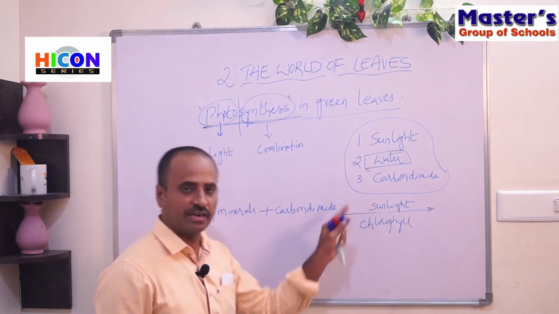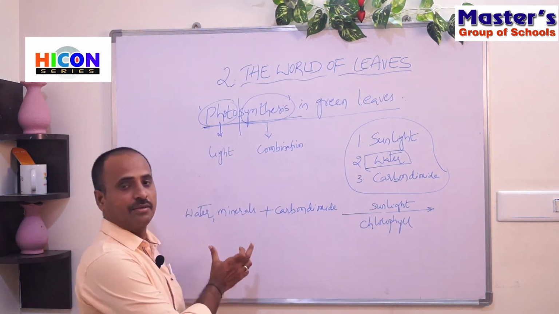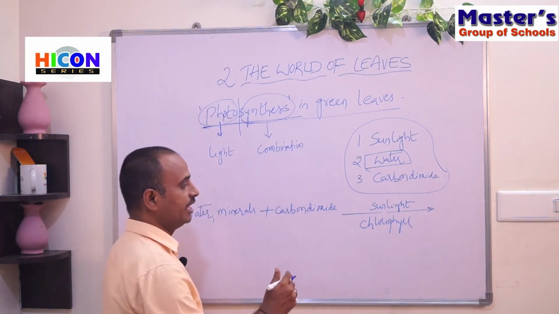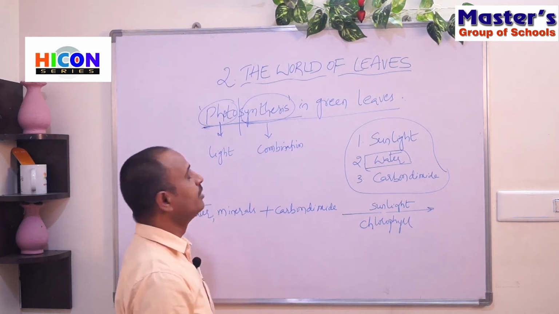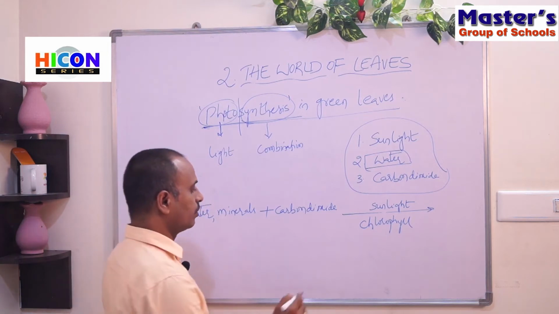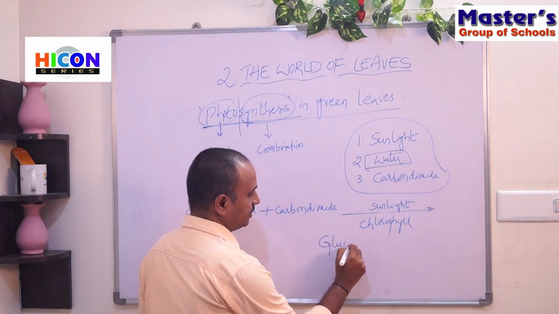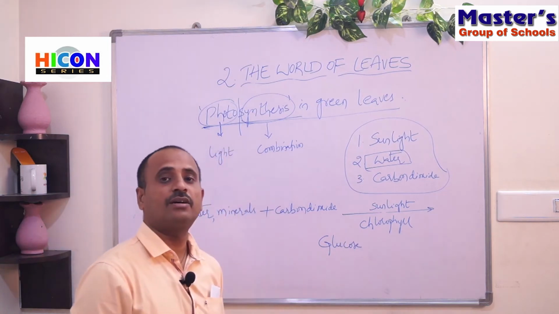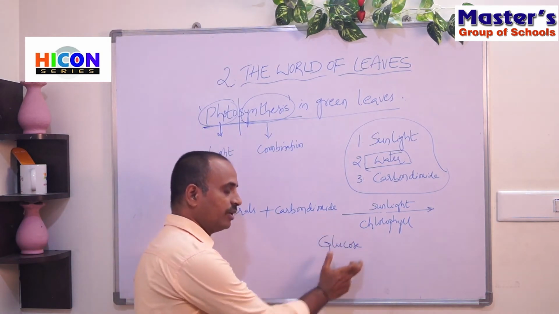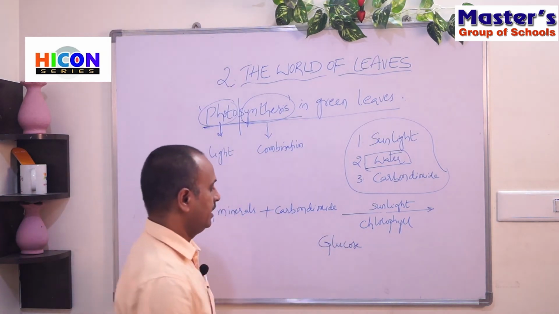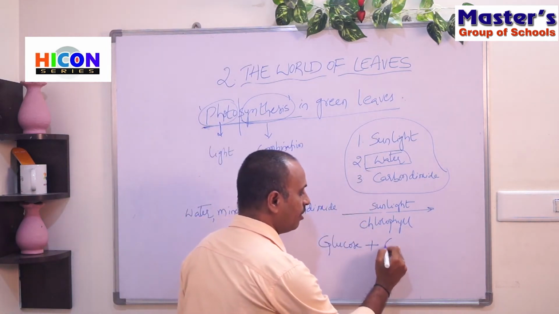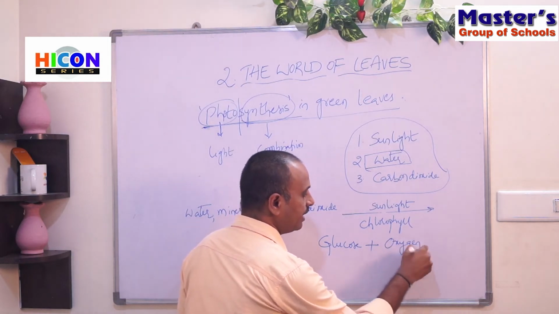In the presence of sunlight, the leaves combine, that means the leaves mix the water, minerals and carbon dioxide, and they prepare the food. Here the food prepared by the leaves is one type of sugar called glucose. So glucose is one type of sugar, that means glucose is the food prepared by the plants. And in the process of photosynthesis, the plants give off oxygen into the atmosphere.